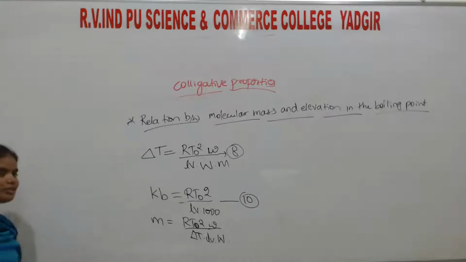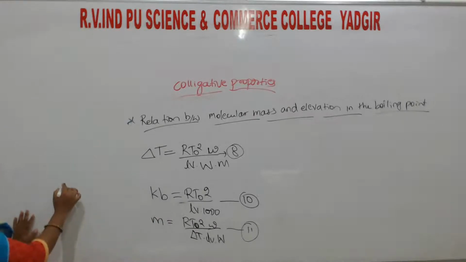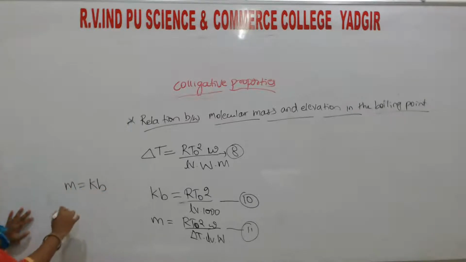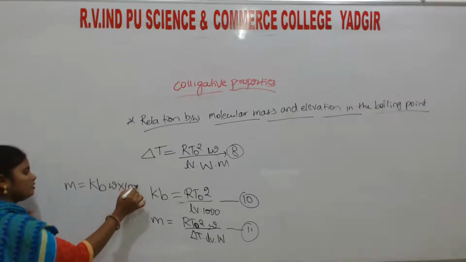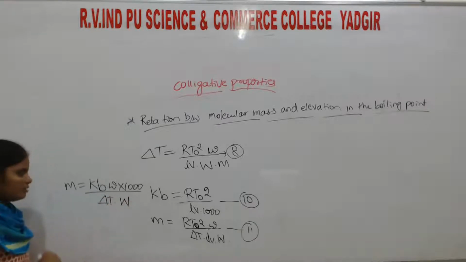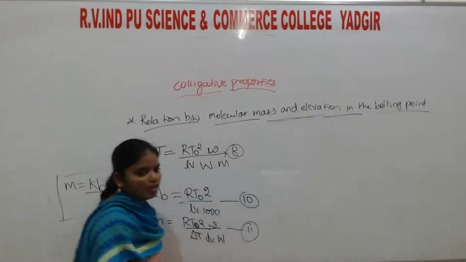Here, the molar mass of a non-volatile or non-electrolytic solute is M equal to R T naught square W divided by delta T L V into capital W. This is the final equation number 11, and you use it for calculating the molecular mass of a solid. Here M is equal to Kb into small w into 1000 divided by delta T into capital W. This is the final equation for the relation between molecular mass and elevation in the boiling point.